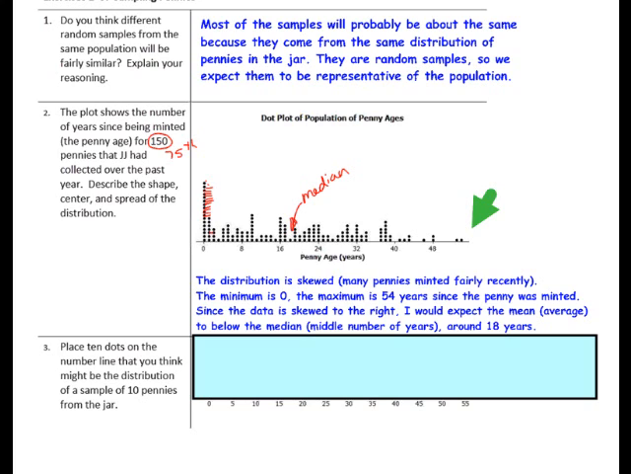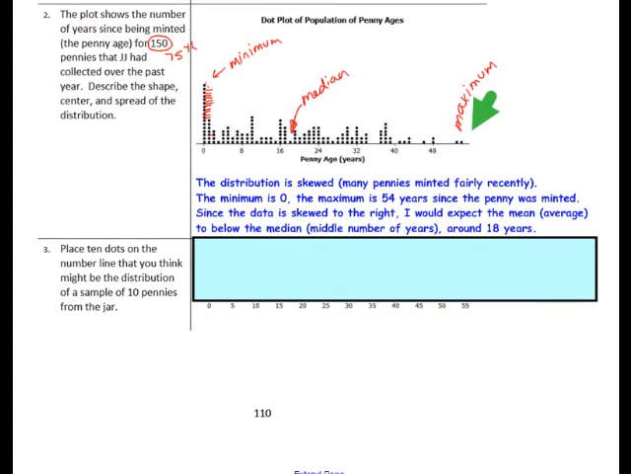Things you want to pay attention to on the line plot are the minimum, or the lowest number, the median, and the maximum, as well as if the data is skewed or not. Place 10 dots on the number line that you think might be the distribution of a sample of 10 pennies from the jar. So you are actually going to make these numbers up based on the line plot.